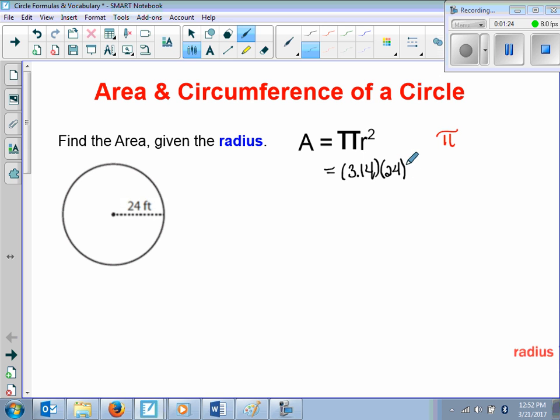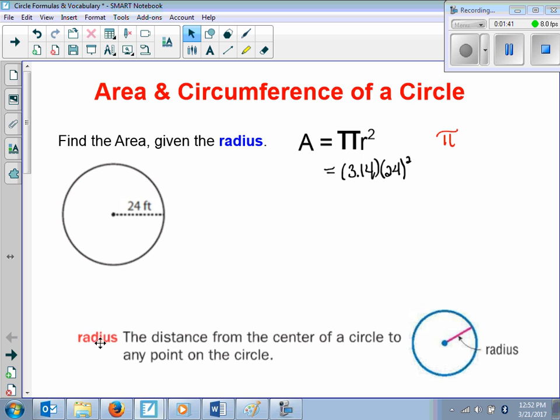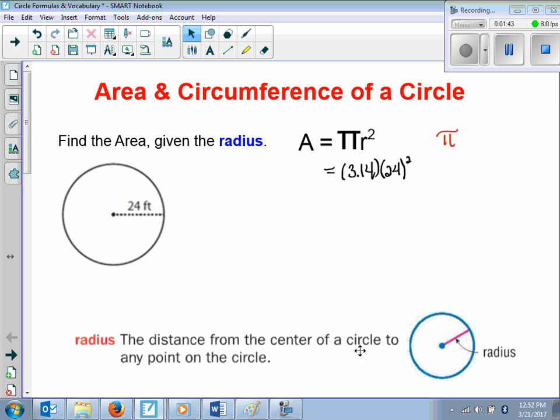Okay, so I forgot to talk about the vocabulary, so let's just write down the definition of the radius. Now see, the radius goes from this center point all the way to the edge of the circle. The radius is the distance from the center of a circle to any point on the circle. So I want you to write that definition down, and I want you to draw that picture, okay? So once you get that, then we'll go back to our problem.